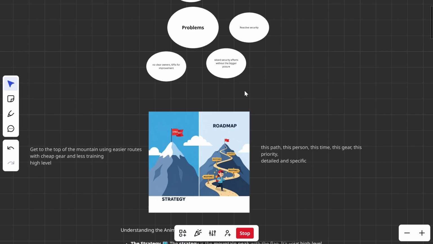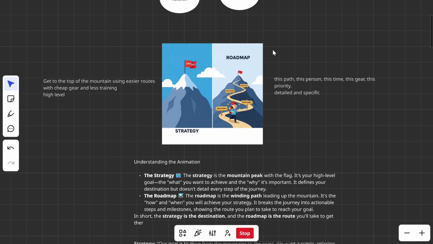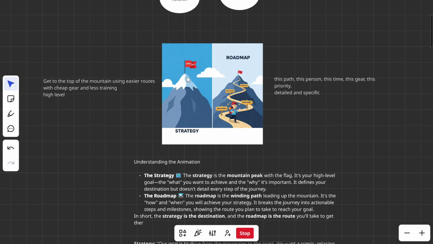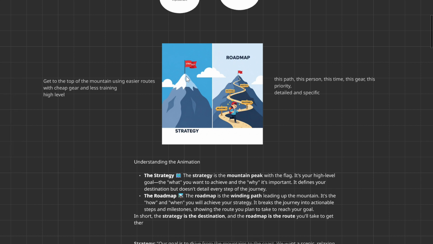But before we do that, we need to differentiate between strategy and roadmap. Strategy is the destination, and roadmap is the path that you take to the destination. Strategy is high level, roadmap is very detailed and specific. Example, of course, of a mountain. You want to reach the top of the mountain with cheap gear and less training. That's the strategy, okay?